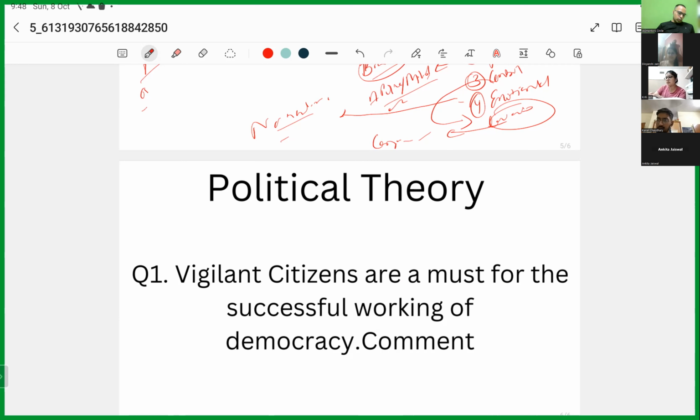Now coming to the question. Vigilant citizens are a must for successful working of democracy. Okay, that's why I hate democracy in India, because we are not vigilant enough. People here cast their vote after drinking liquor, cheap, and if they demand the good quality one, that's another matter. Nevertheless.